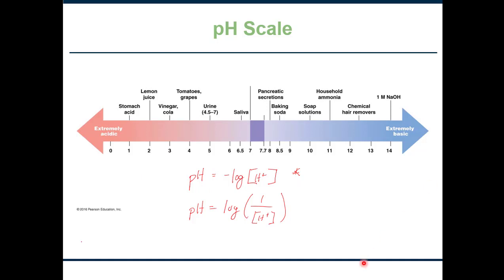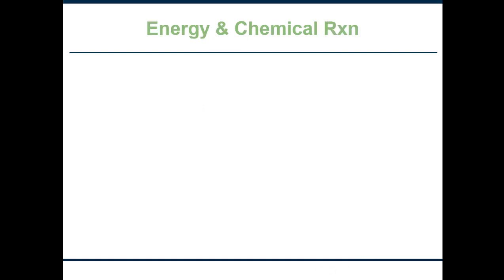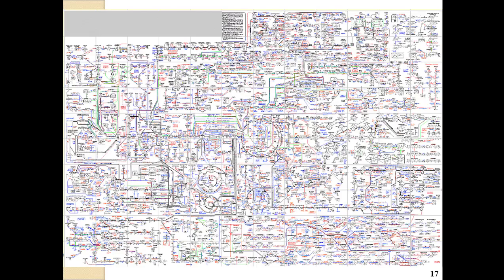Okay, so that's pH. Like I said, 7 is neutral. And so now let's take a look at some energy and chemical reactions that are based on that energy. Again, these are other important concepts for the basis of physiology. I do like showing this picture here. This picture is a picture of just some of the biochemical reactions that take place in your body. And I just want to show you this just to show you how complex physiology is.